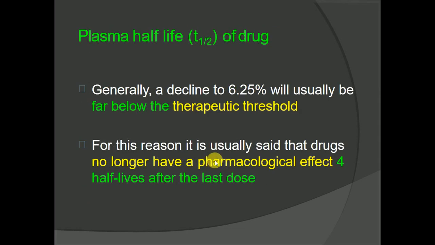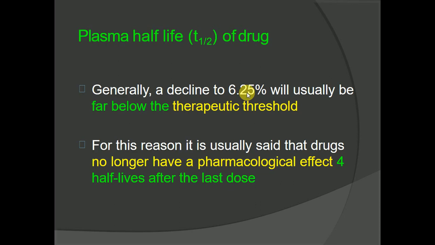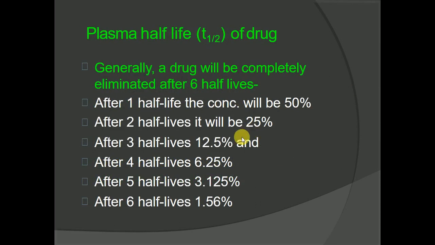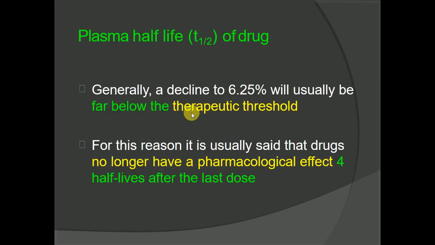Furthermore, the plasma half-life (T1/2) of a drug is generally such that after 4 half-lives it declines to 6.25%, which is already mentioned here. So they are talking about these half-lives. A decline to 6.25% will usually be far below the therapeutic threshold.